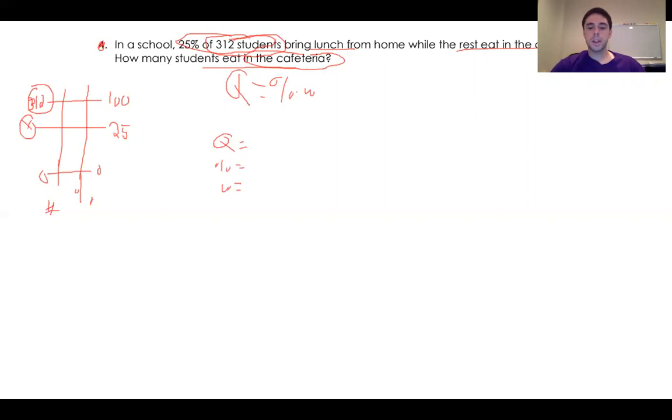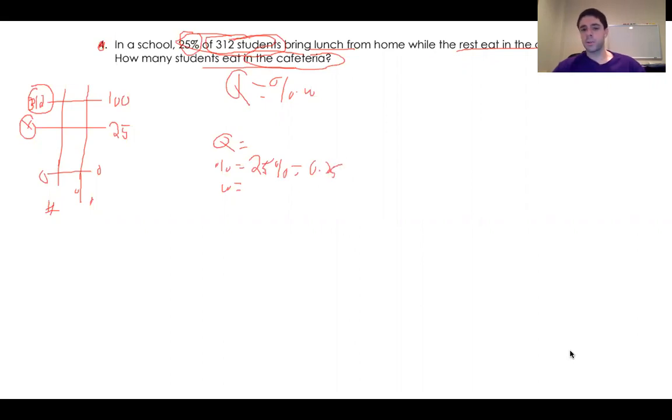So let's start with our percent. What's our percent in this problem? Not 22, very close. It's going to be 25. We're going to have 25% that's given to us in the problem. It's going to be 0.25.